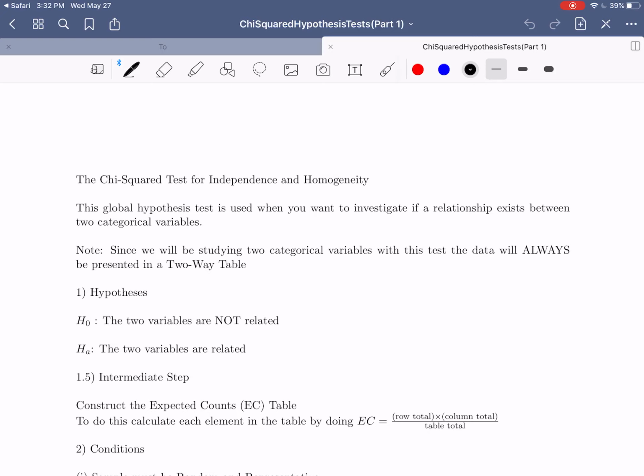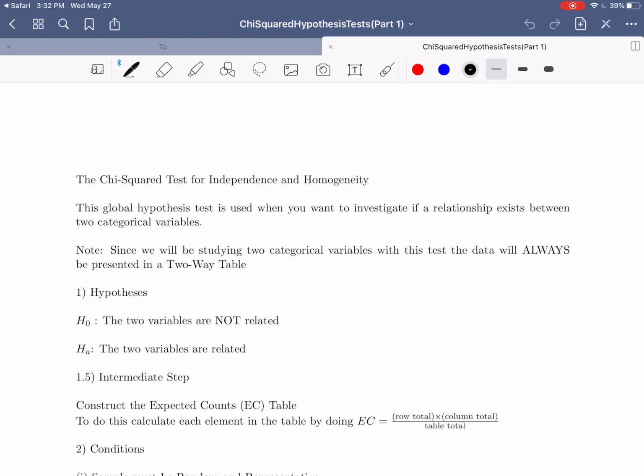And actually, the remaining hypothesis tests that we're going to be talking about in this course, the chi-squared test for independence and homogeneity that this set of videos will cover, the chi-squared test for goodness of fit, which we'll be covering in the next set of videos, and the ANOVA, or analysis of variance test, that will be our very last topic of our course, are all examples of global hypothesis tests. So you might ask yourself, what is a global hypothesis test compared to all the ones we've been doing previously?